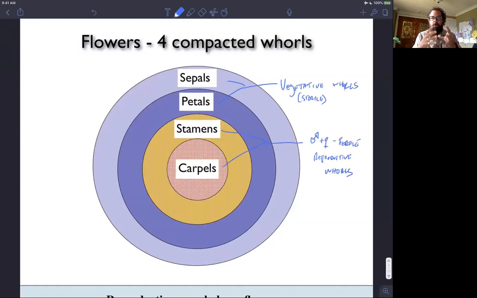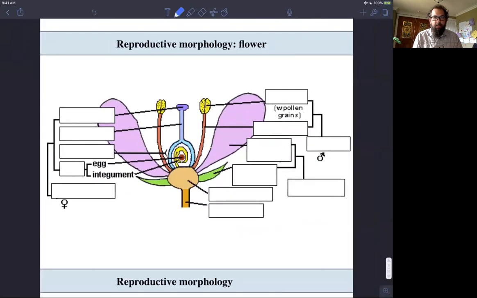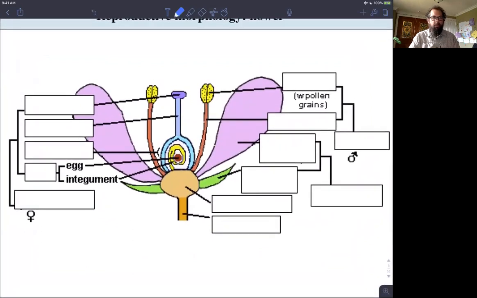And so these 4 whorls of the flower make up this compressed axis that's the reproductive part of a plant, the part of an angiosperm, a flowering plant, that we call a flower. And so here is a generalized figure of that flower, and we'll label all the parts of this flower, starting from those outer whorls and working our way toward the inner whorl.